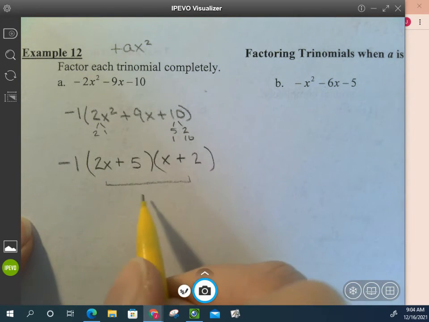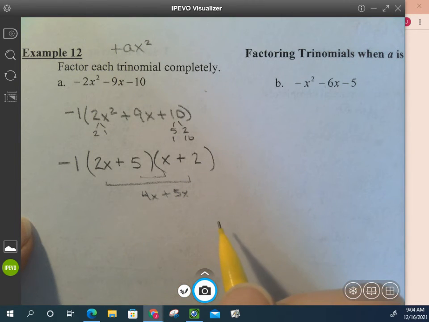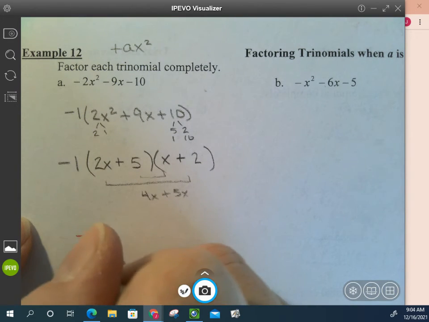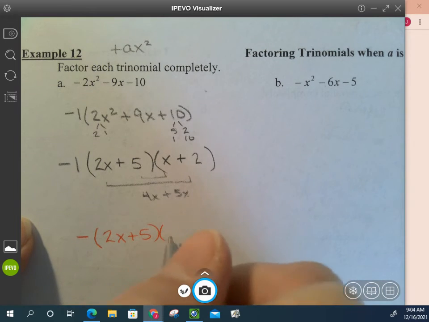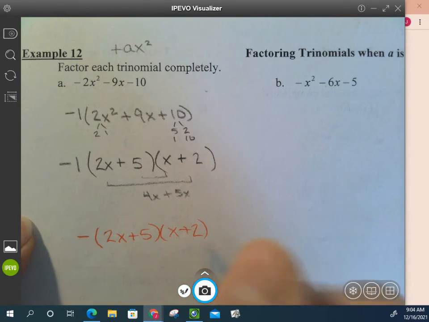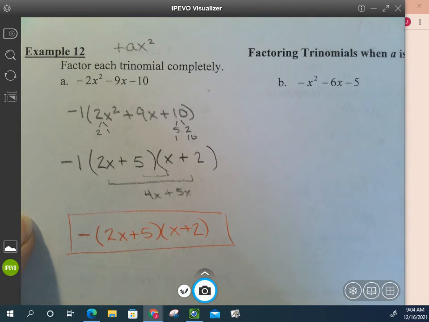The outside is 4x and the inside is 5x. So there's my 9x that I needed. So I've got it. Now, you can have a negative 1 or just a negative sign. You would have 2x plus 5, and you'd have x plus 2. Again, the order does not matter, but it does matter that they're paired properly.